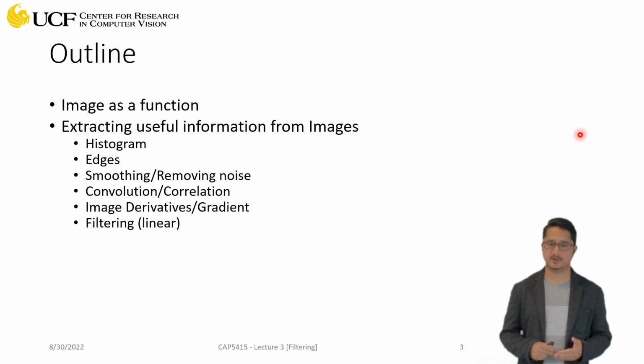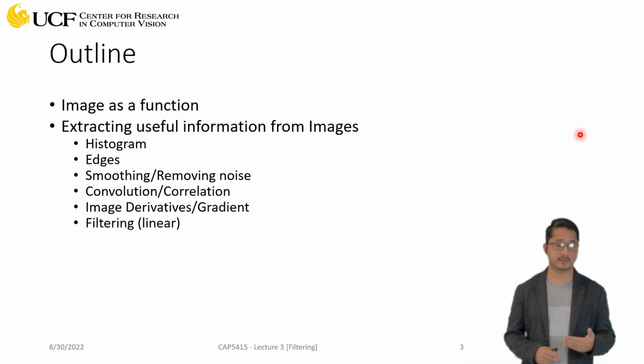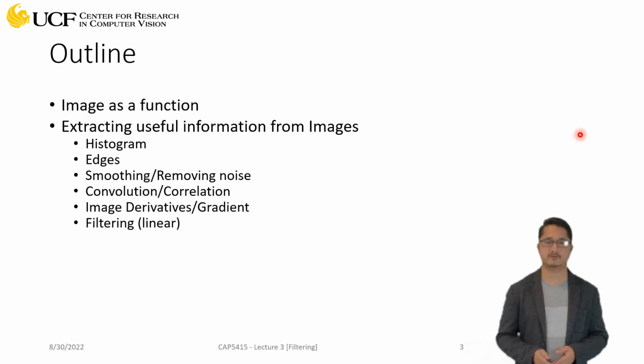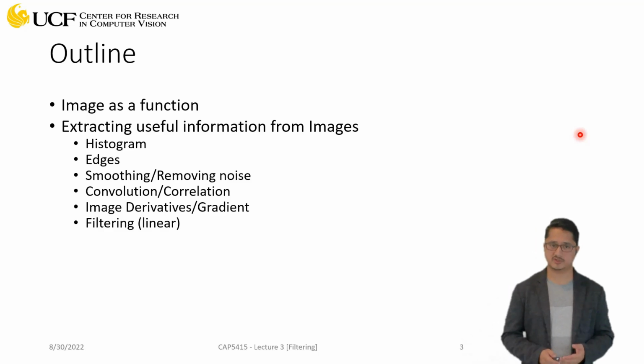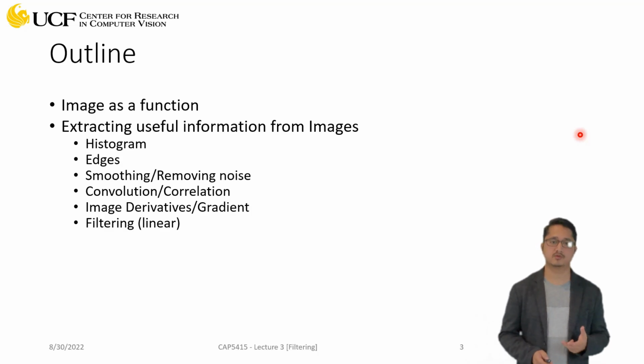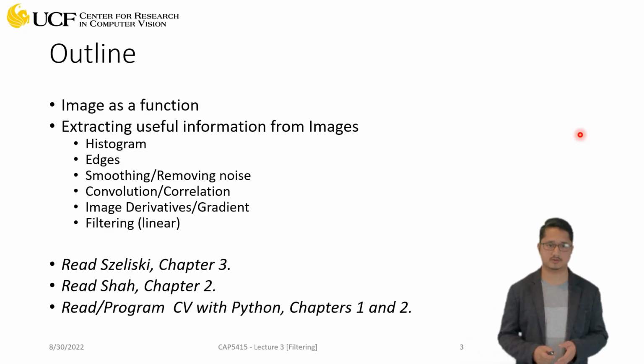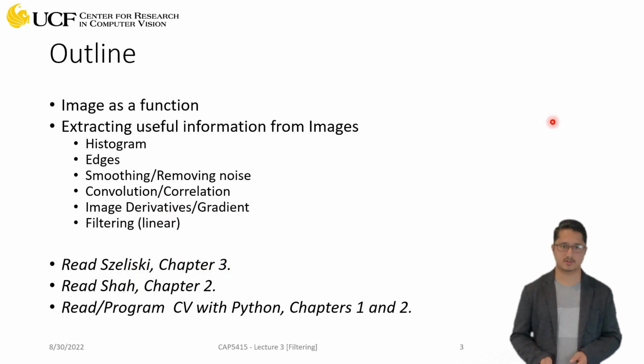So these will be used for filtering. And again, these will be used later as well when we talk about convolutional neural networks. Then we'll talk about image derivatives, how we can use them to extract meaningful information from images. And finally, we will talk about some basic examples of filtering. Okay, so these are the chapters from these books. If you want to go into more detail on any of these topics, I will refer you to these books.